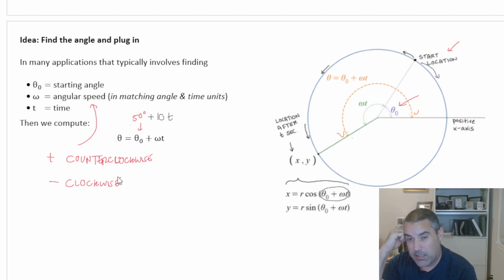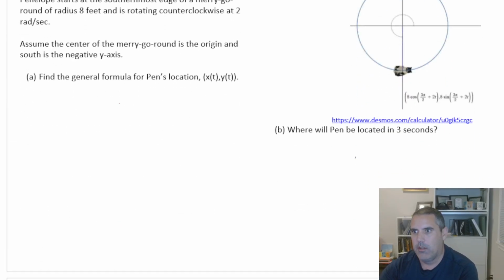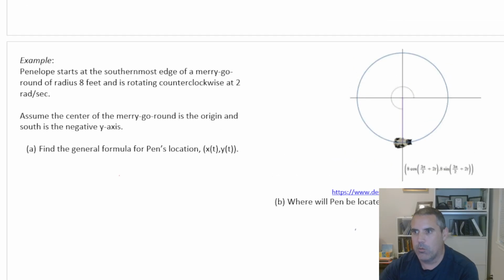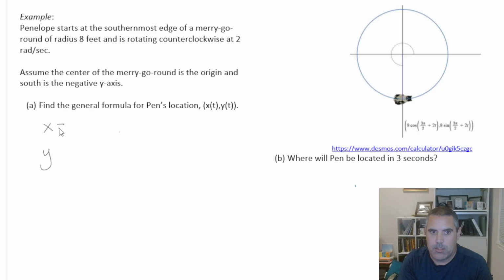All right, so let's finish this by just doing one example where we don't start on the rightmost edge. So here I have Penelope, my cat, one of my cats, and Penelope is, let's move this up a little bit, Penelope is starting at the southernmost edge. So there's just, like I said, there's just enough going on that students start to get lost here. So I wanted to do a slow example. So we have the radius is 8. Well, that wasn't so bad.